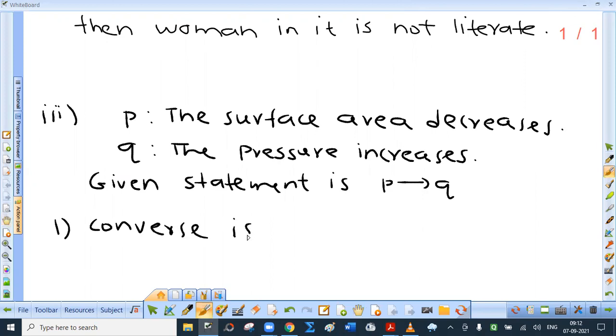Converse is Q implies P, that is, if the pressure increases, then the surface area decreases.